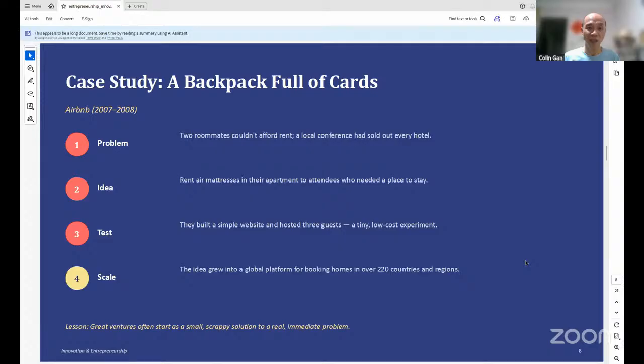Then they tested their idea. How did they do that? They built a simple website and hosted 3 guests. It's a tiny, low-cost experiment. I would call it good prototyping. Then fourth, the idea grew into a global platform for booking homes in over 220 countries and regions. And I would say not every country allows Airbnb. For example, if it's not legal in Singapore, it doesn't work in Singapore, but there are other countries like Malaysia, like Indonesia, and so forth where it works well.